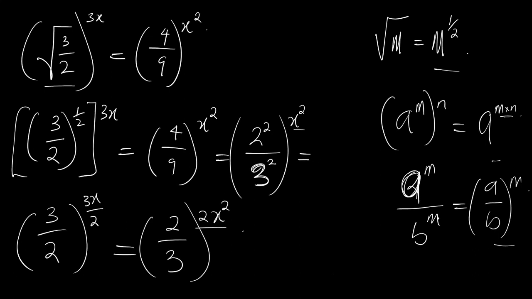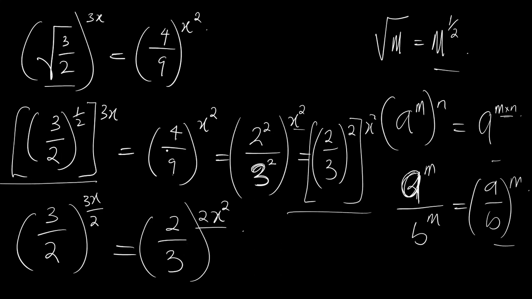Or I can just do it here, applying this rule here so that you understand what I'm saying. You have 2 all over 3 all raised to power 2, so I've applied this rule here, now all raised to power x squared. So here we have this and this. Here, we're going to apply this particular rule, which is multiplying the powers. Then we also apply this same rule here, multiplying these powers, this times this, you have this. So that is it.